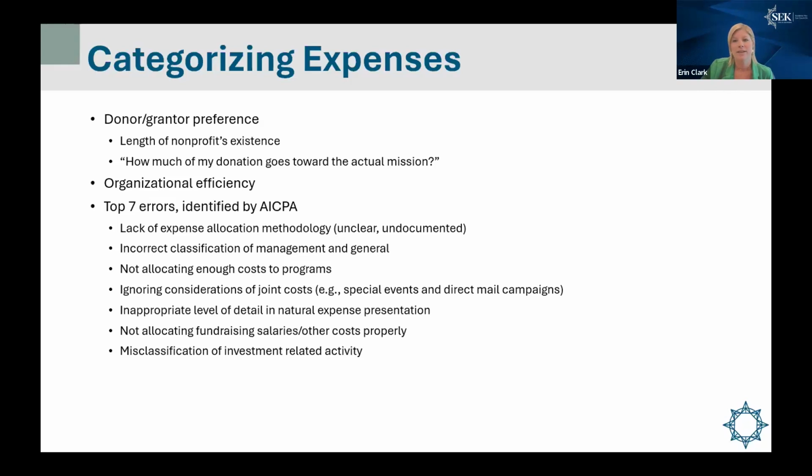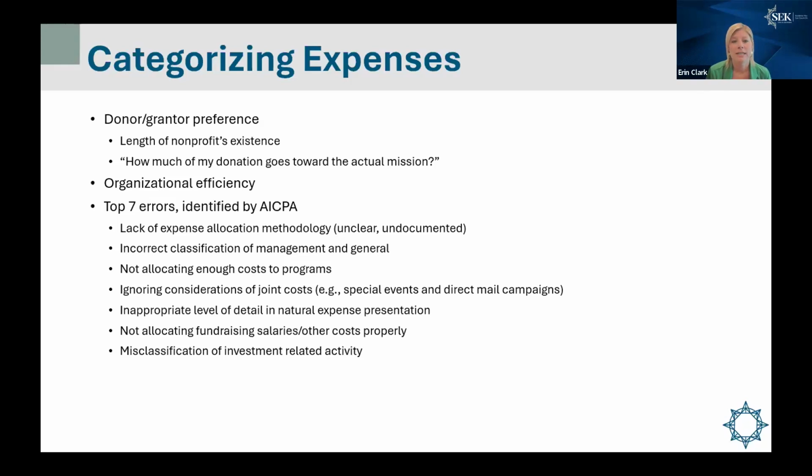That is not to say that supporting costs are not a valid use of funds, but a lot of donors and grantors want their money going directly towards furthering the mission. And it's also a way to just help with organizational efficiency and help you better run your organizations, your nonprofits.